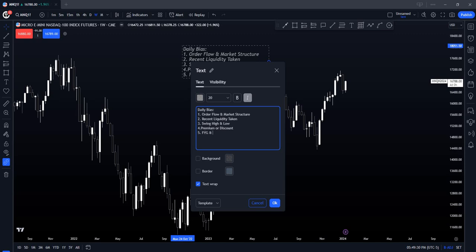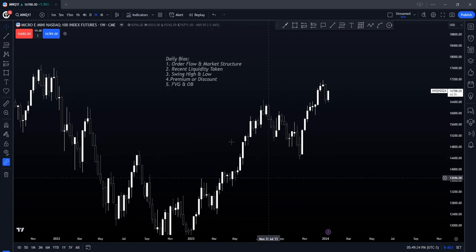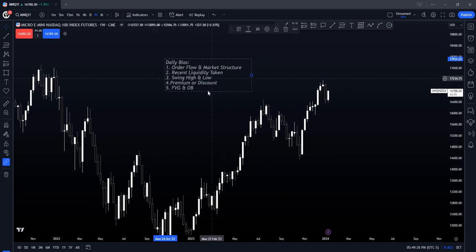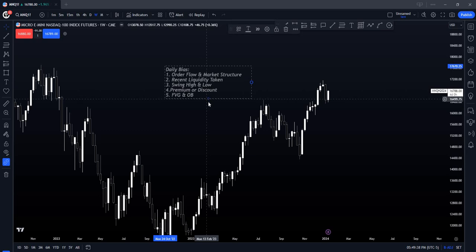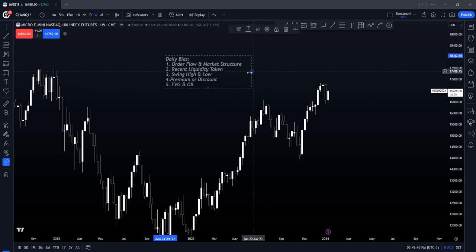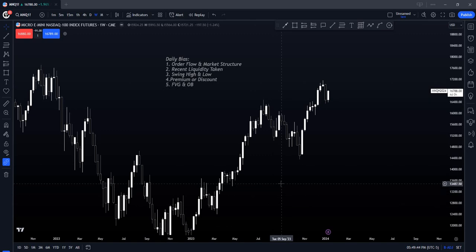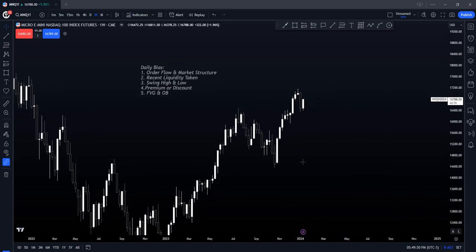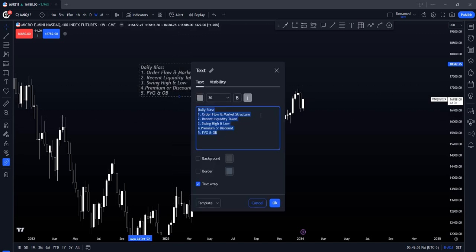Those are the 5 steps of finding your daily bias. So make sure you remember this. This is your 5-step process of how to find daily bias. The first step is order flow and market structure. Second step is recent liquidity taken. Third step is swing highs and lows. Fourth step is premium or discount. And your 5th step is fair value gaps and order blocks.